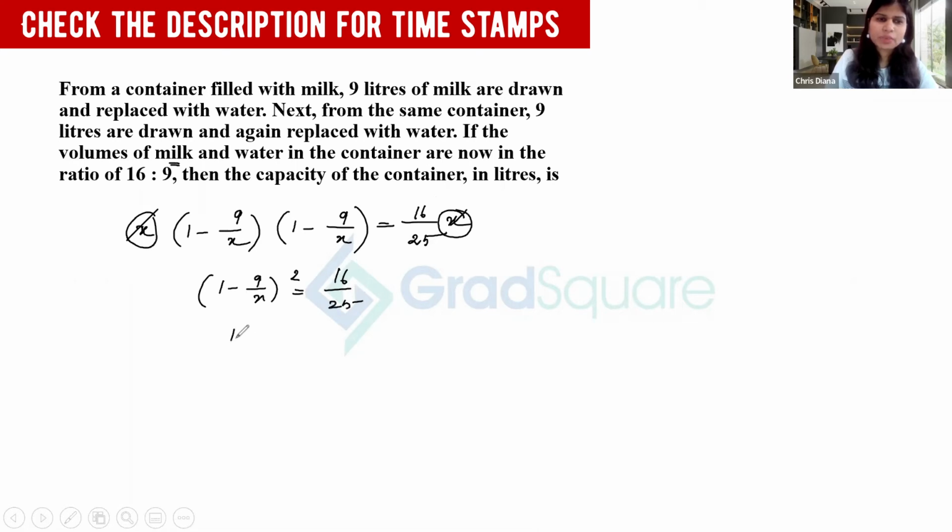Now from here I can say 1 minus 9 by x, take the square root on both the sides, 4 divided by 5, or 9 by x is equal to 1 minus 4 by 5, which is 1 by 5, or in simple, x is equal to 9 into 5, which is going to be 45 liters. So the required answer here was 45 liters.